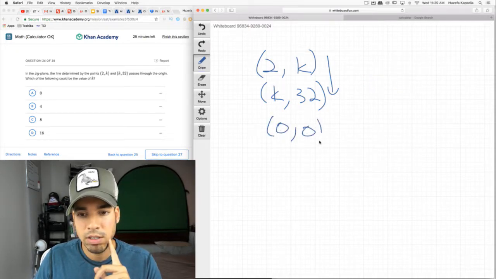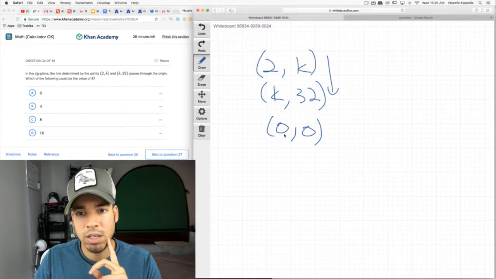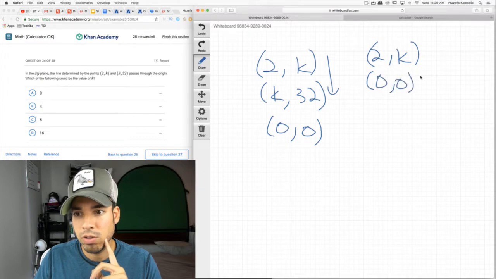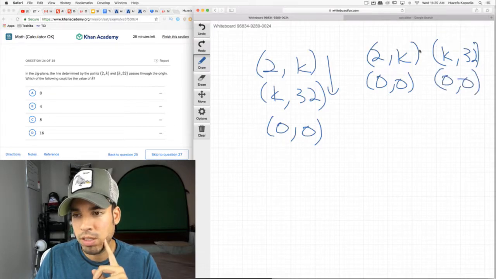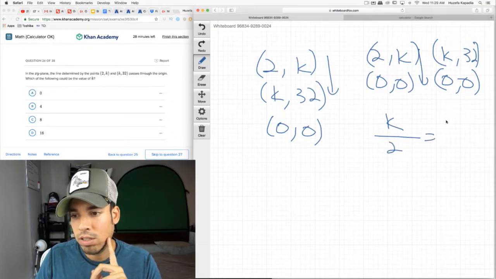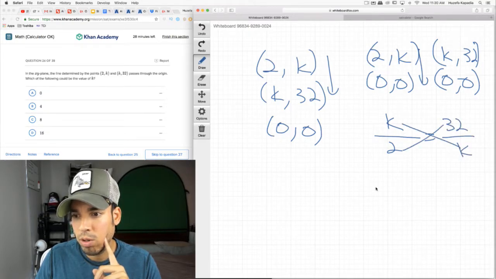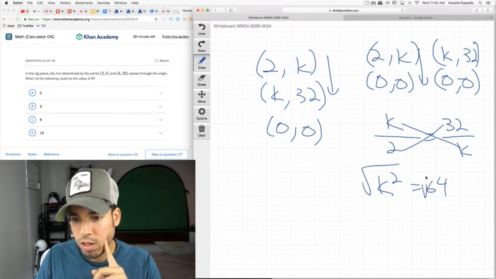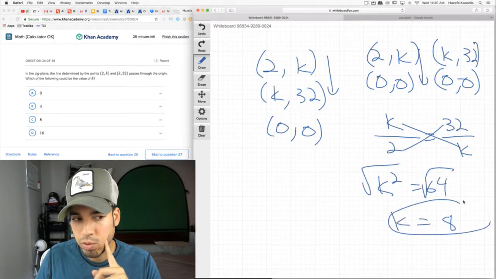We've got 0, 0 as a coordinate. So the slope we can calculate from both of these. So let's do it for both, okay? So 0, 0, and then 2, k, and k, 32, and 0, 0. And both these slopes should be the same. So we'll subtract down. So this is k minus 0, which is k, over 2 minus 0, which is 2, equals 32 minus 0, which is 32, over k minus 0, which is k. Cross multiply, we get k squared equals 64. Square root, k equals 8.